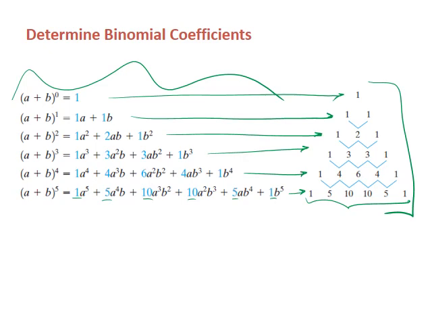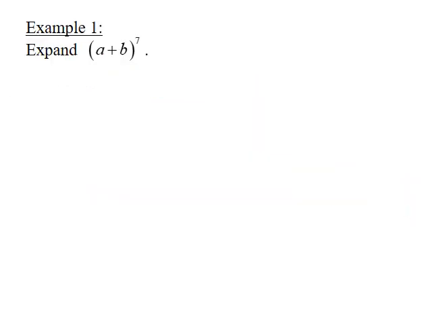Let's see if we can use Pascal's triangle and expand the following binomial. Okay, so we want to expand the binomial a plus b to the 7th power. Now, on the previous slide, we had Pascal's triangle, and I'm just going to write that last row. It was 1, 5, 10, 10, 5, 1. And this represents degree 5.